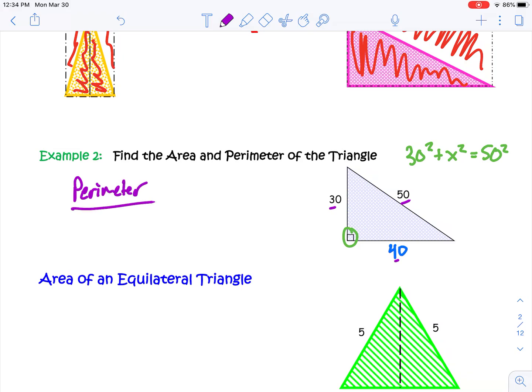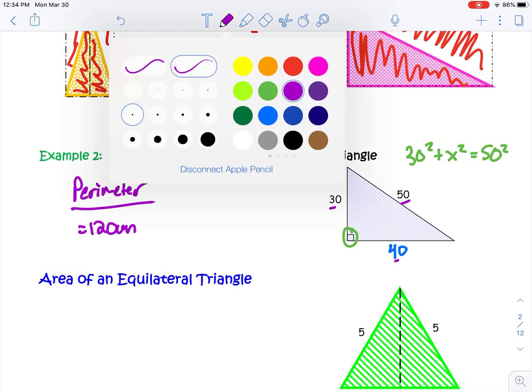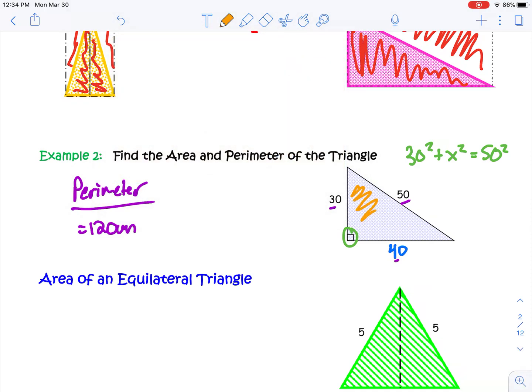is that one-dimensional measurement, as if I were to walk around the entire outside. It's 30 units and 40 and 50 to give me 120 units. And the area, which is the space enclosed, I need to find a base and a perpendicular height. Well, here's a base of 40 and a perpendicular height of 30. And then the area of a triangle is base times height divided by 2. So the area is 30 times 40 divided by 2, which is 600 units squared.